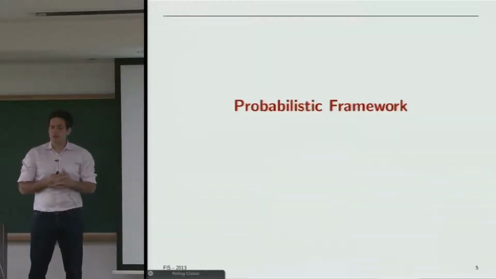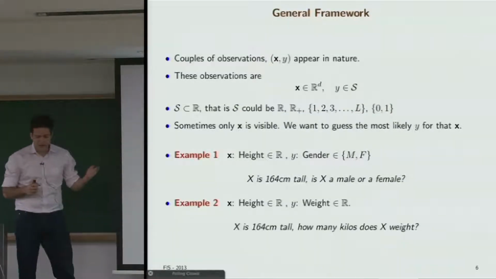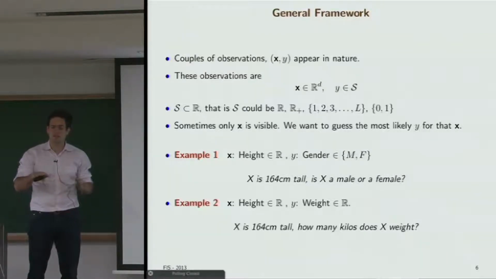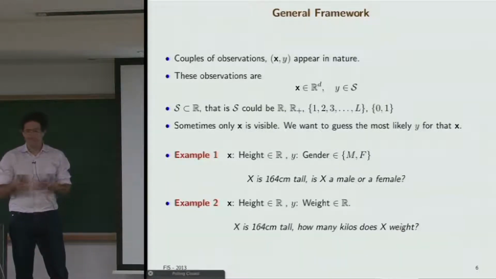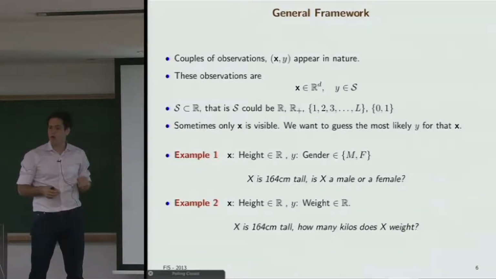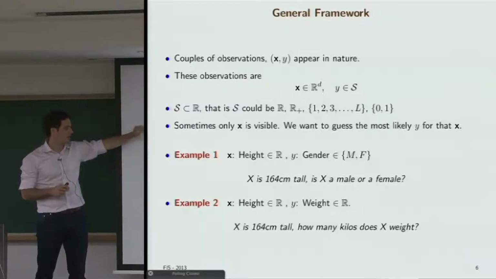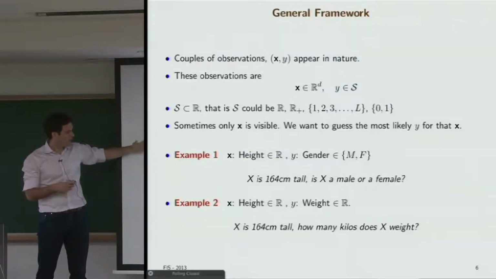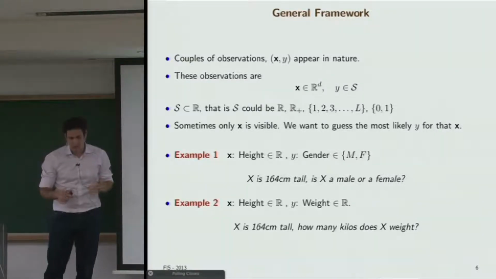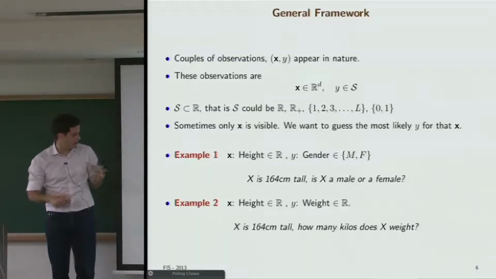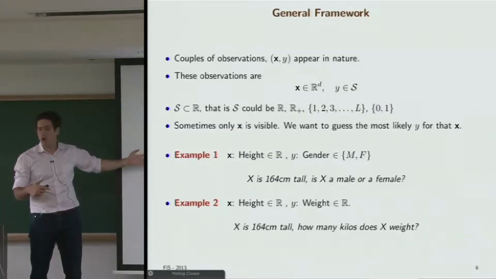To do that, we will use a probabilistic framework in the next lectures. So I will define it better because so far I was intentionally leaving it a bit unclear. I wanted to focus more on the algorithms so that you have a better idea of mathematically how they work. But now we have to rely more on this probabilistic framework. So we assume that all the observations (x, y) in nature are split between x, which will be a vector, and y, in a set S. So S could be a real number or, again, labels, etc. The problem is that sometimes only x is visible. We want to guess the most likely y for that x.